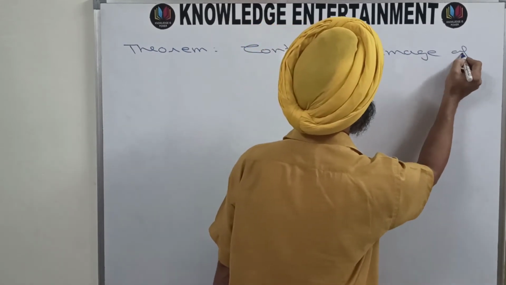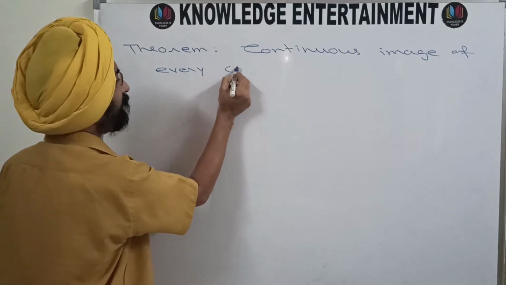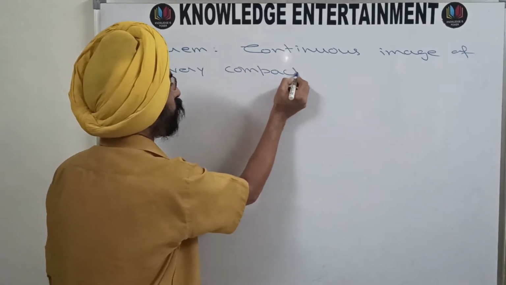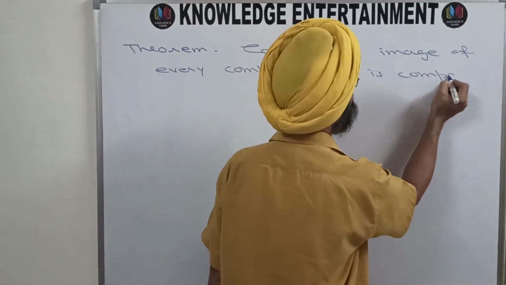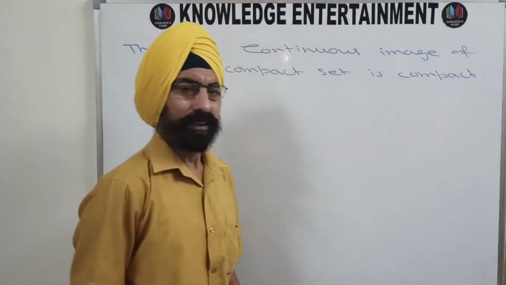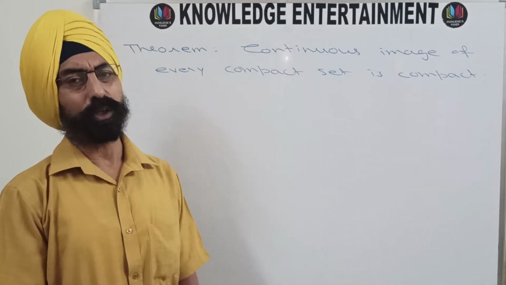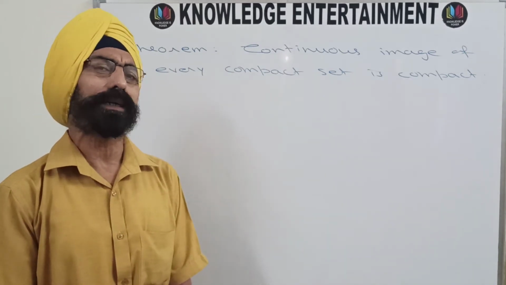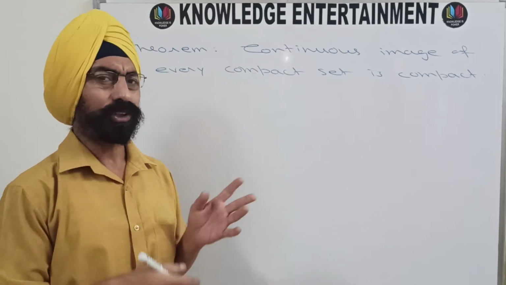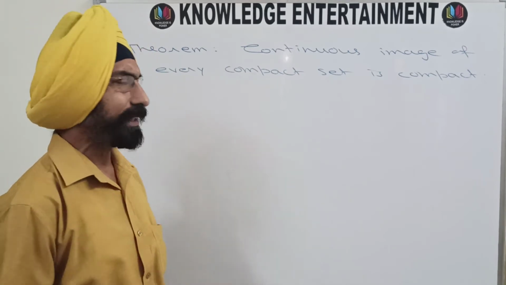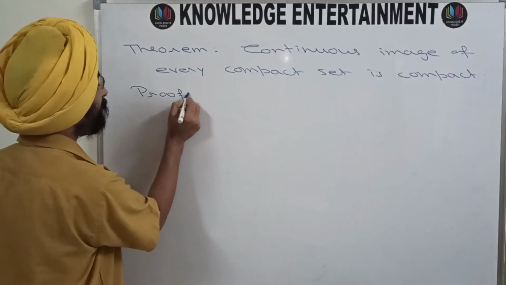Image of every compact set is compact. Earlier we were having the whole space X to be compact, and now we are having a compact subset of topological space X top, and then we will show that its continuous image is also a compact set. So proof is once again on the same lines.